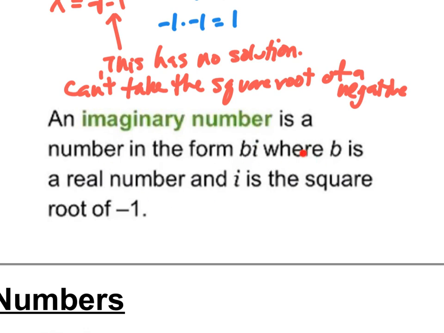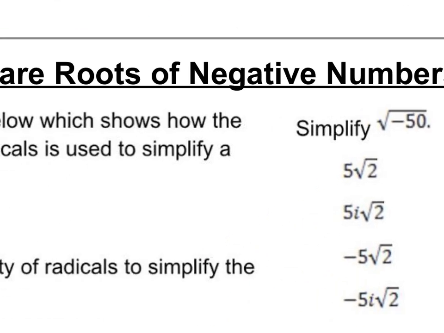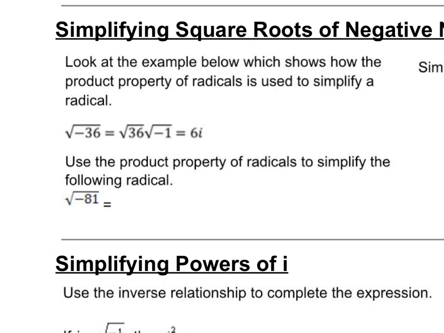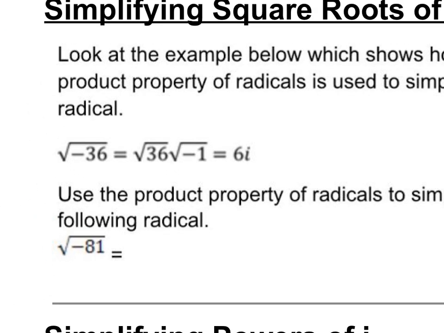Whereas in the form of bi, where b is a real number and i is the square root of -1. So let's take a look and see how we get that. When you take something like the square root of -36, what you can do is split it up into the square root of 36 times the square root of -1.